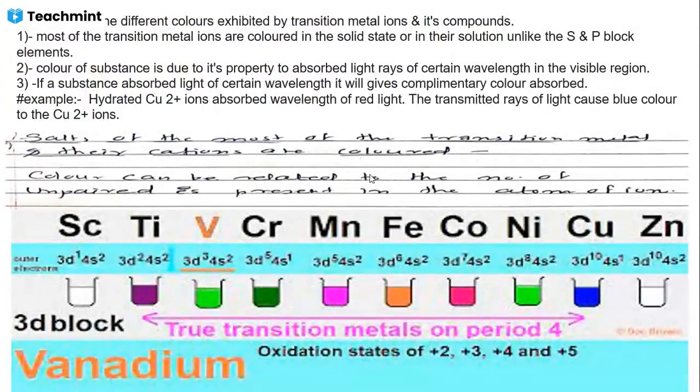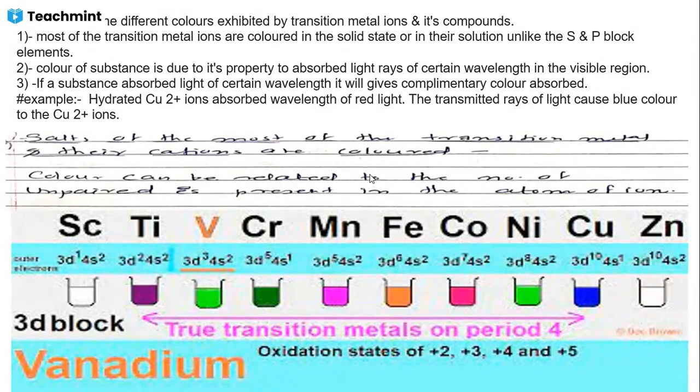Now we have to talk about the different colors exhibited by the transition metal ions and their compounds. Very first, you have to remember the very basic thing: the color is due to the electrons. As per the number of unpaired electrons, there will be a different color for that particular compound.